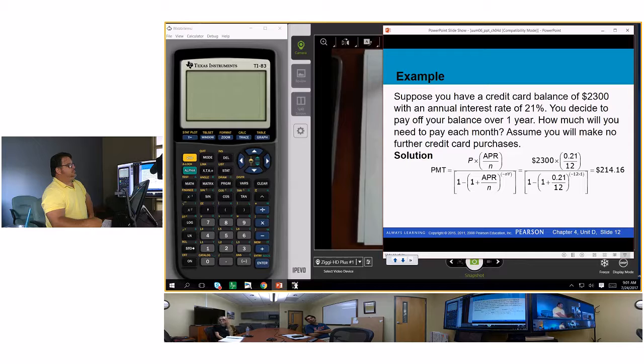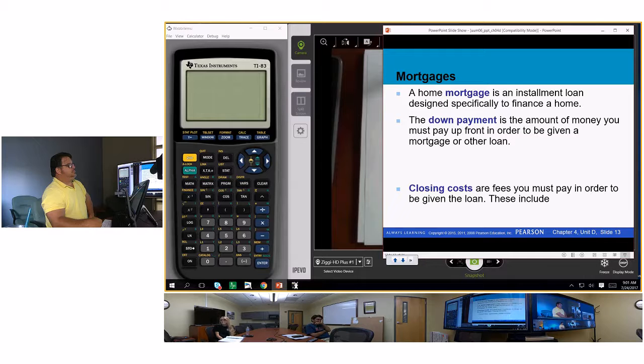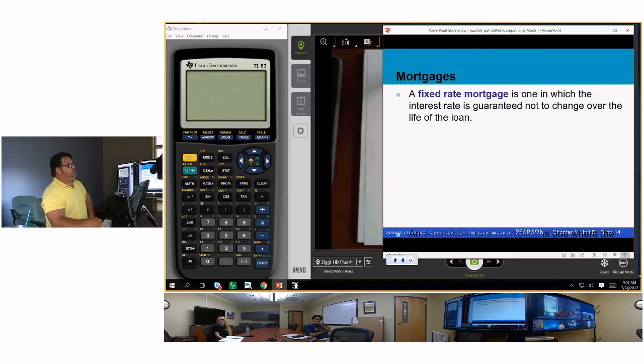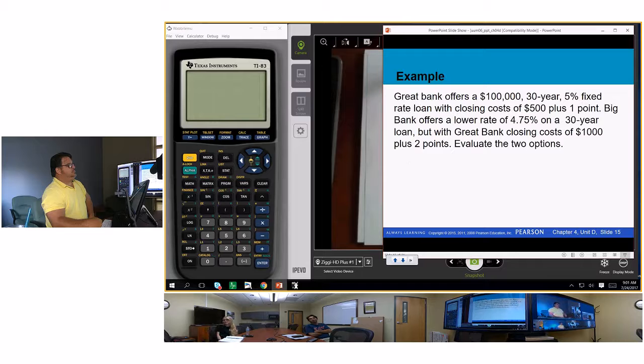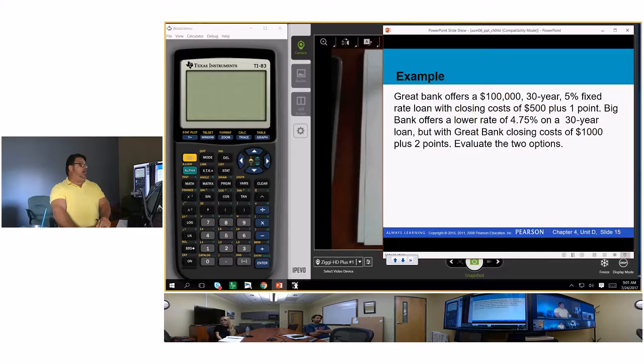Okay. Here we go, the mortgages. If that didn't depress you enough. Yeah, because I'm looking to buy a house. Well, here's your formula. Great Bank offers a $100,000, 30-year, 5% fixed rate loan with closing cost of $500 per... Okay, I don't want to do that. I don't want to do the closing points. Forget that.